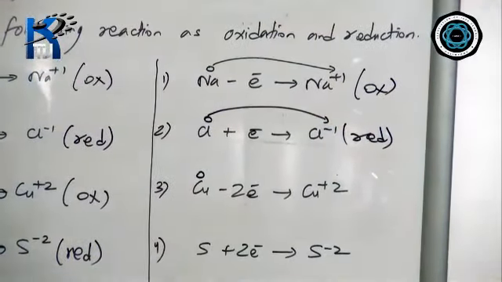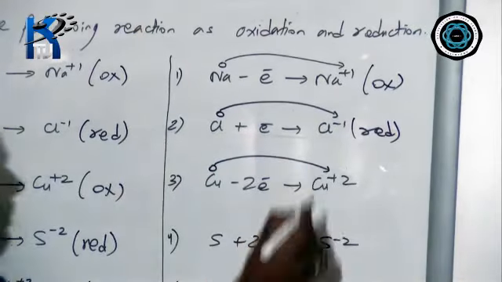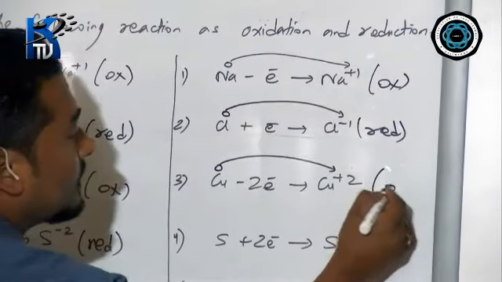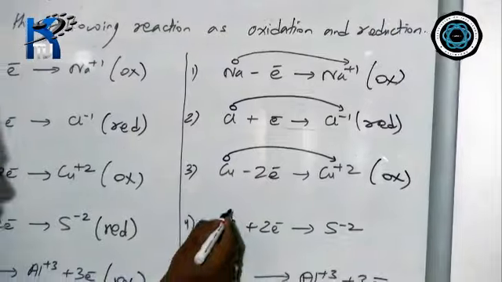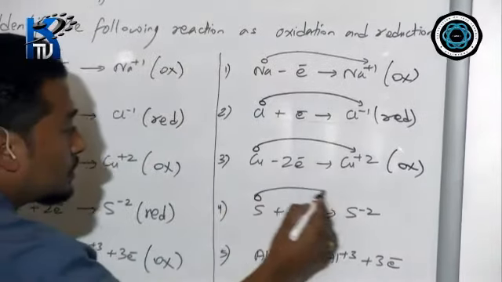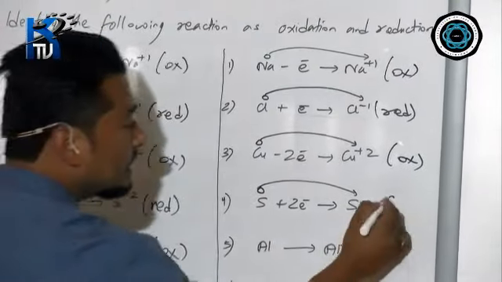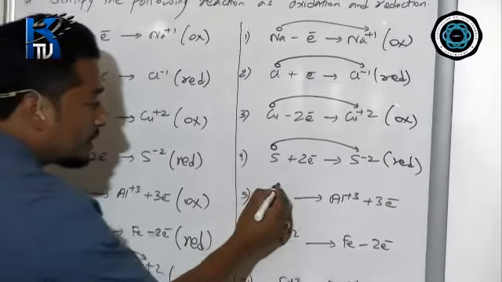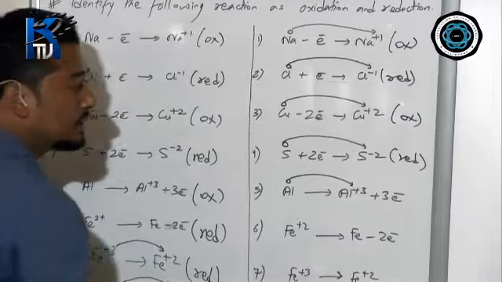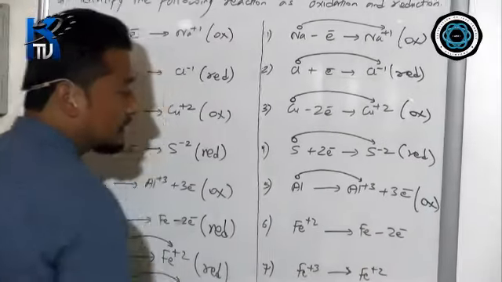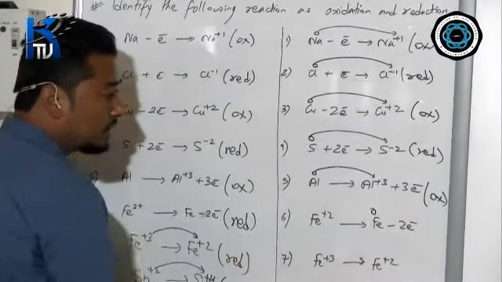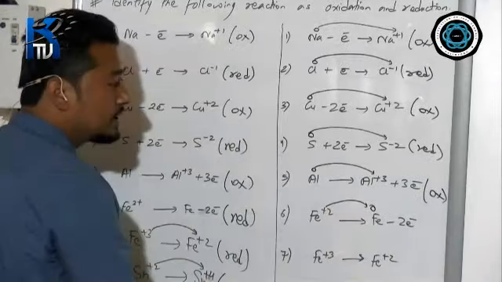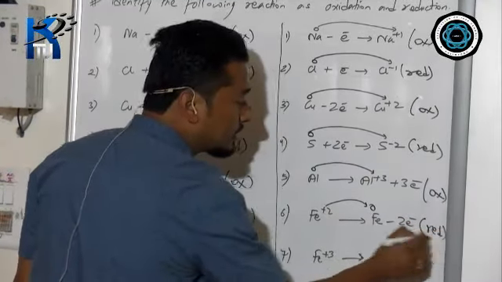Again no charge, put 0 here. 0 to plus 2 is what? Increase. Increase means oxidation. Again no charge is here, put 0. 0 to minus 2 is what? Decrease. Decrease means reduction. Again here is no charge, put 0. 0 to plus 3 is what? Increase. Increase means oxidation. Again here is no charge, put 0. Plus 2 to 0 is a decrease, and decrease means reduction.